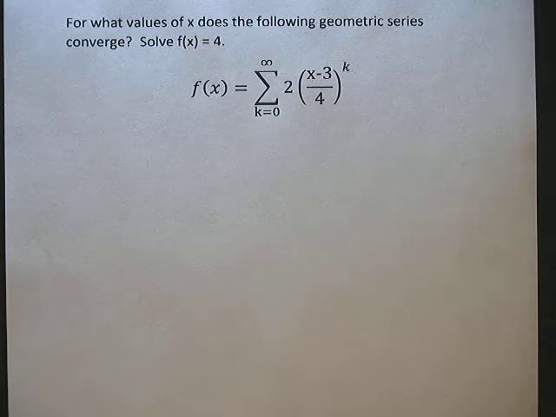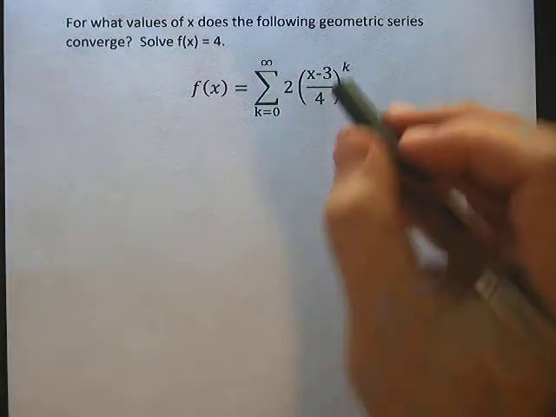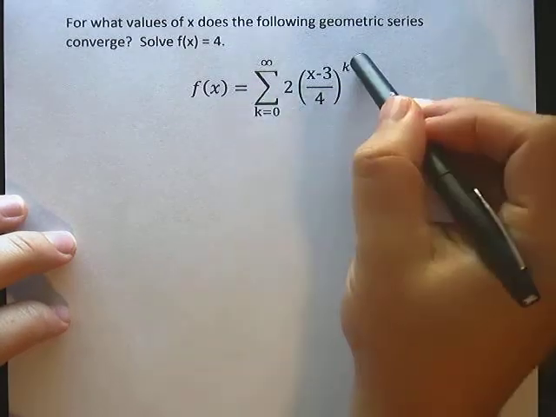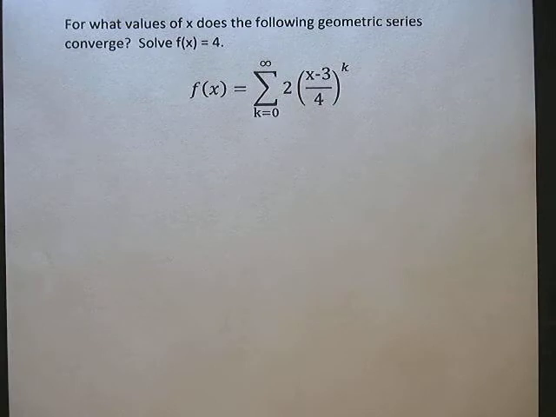On this problem, we're asked for what values of x does the following geometric series converge? And then we're asked to solve f of x equals 4. We're told that this is a geometric series, and notice that it's got multiple variables. The variable of the summation is k, but then it's got the extra variable of x inside. It's asking what restrictions we have to put on x in order to make sure that this geometric series converges.